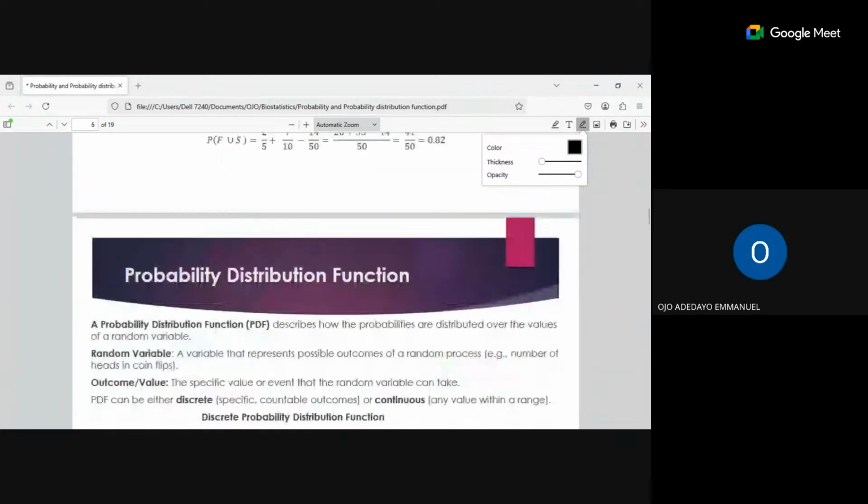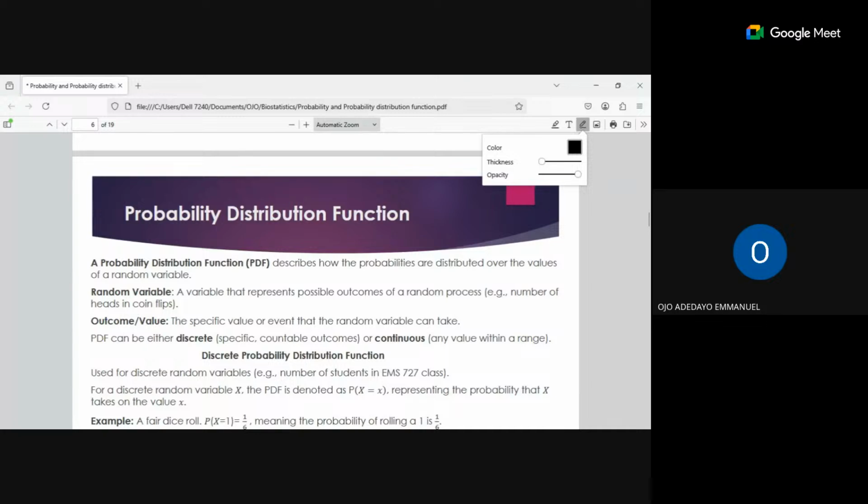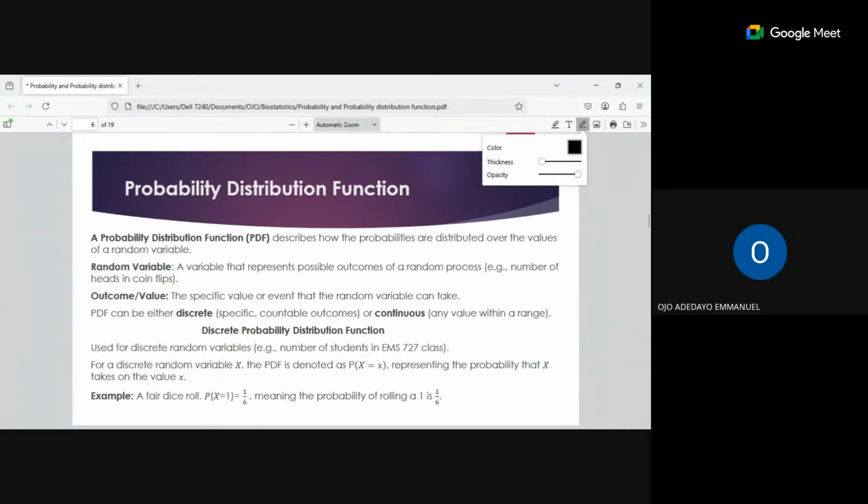So, probability distribution function. We also call it PDF. A probability distribution function describes how the probabilities are distributed over the values of a random variable. So I'm going to start my concept with a random variable.